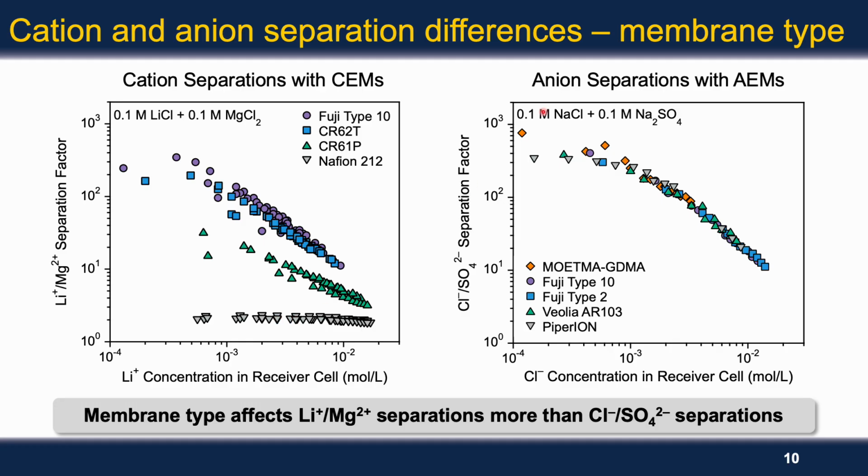If we look at the anion separations with the anion exchange membranes, all the commercial membranes that we tested, including our lab-made membrane, the results for the separation factor fall on a common curve. This means that the membrane type, or the chemistry, the fixed charge concentration, and the water content does not play a significant role in determining the separation factor. We need more studies with different types of chemistries and well-controlled systems to fully understand why there's a big difference between the cation separations and the anion separations.